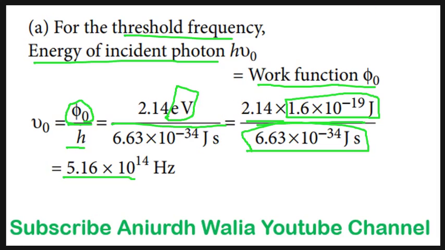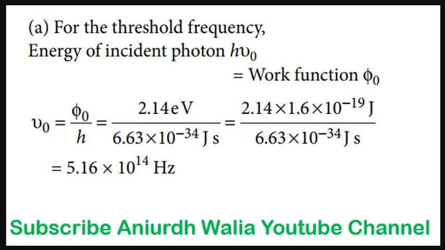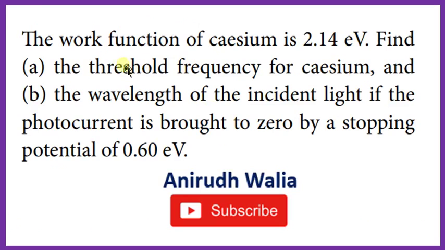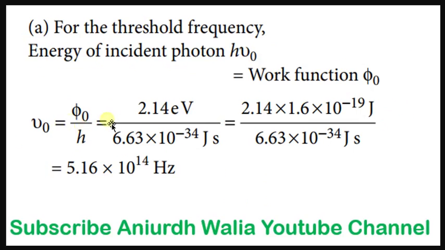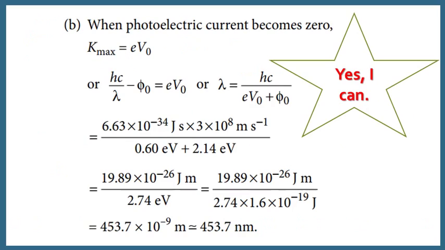Okay, we have calculated the first part in an easy manner, that is the threshold frequency for the cesium. Now in the second part you have to find the wavelength of the incident light if the photo current is brought to zero by a stopping potential of 0.6 electron volt. The threshold frequency has already been calculated. Now you have to figure out the wavelength. When photoelectric current becomes zero, what is the meaning of this?